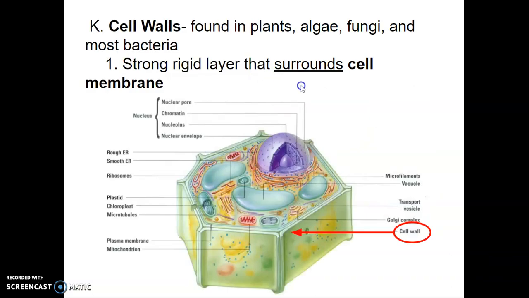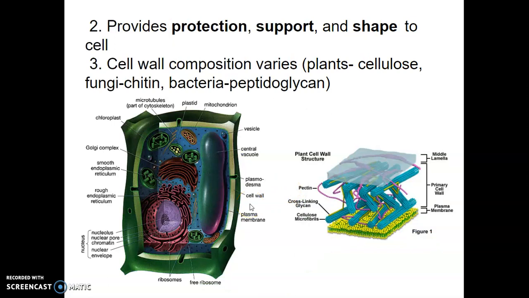All right, and then we got the cell walls. The cell walls are found only in plants, algae, fungi, and most bacteria. Notice what's missing from that list. Animals. Animal cells, like the ones that make up me and you, do not have cell walls. They do not. Okay, this cell wall is a strong, rigid layer that goes even around the cell membrane, right? The cell wall is the outermost structure here around this plant cell, obviously. On the inside here is the cell membrane, okay? So the cell wall surrounds it, and it really gives rigidity, protection, support, and shape to the cells.